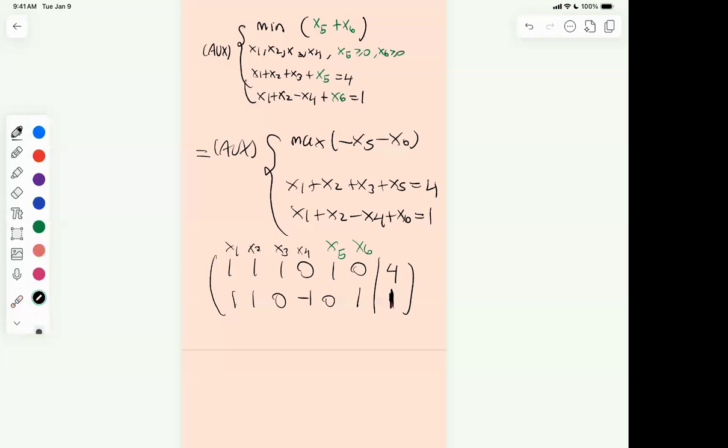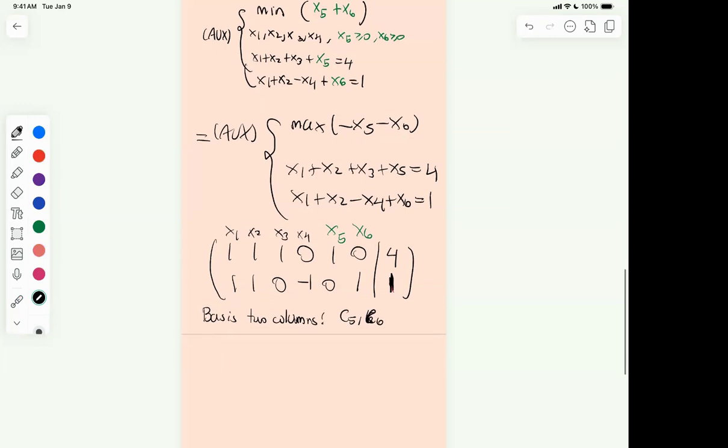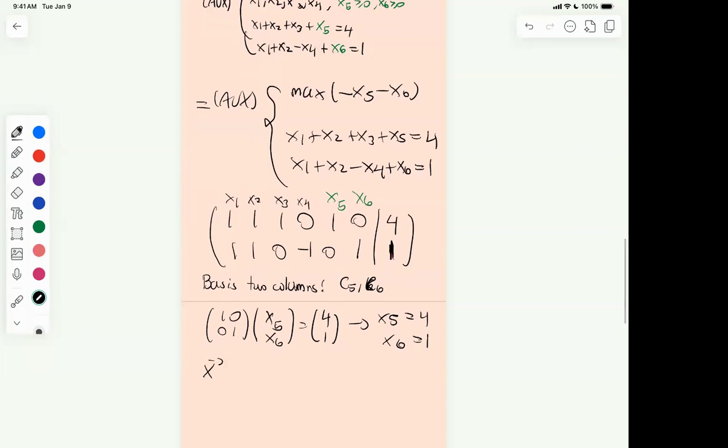Since the basis had to consist of 2 columns, right? The basis was 2 columns in this case, because the matrix is 2 by 6. So here I'm using column 5 and column 6, right? If you wanted to find the values for the basic variables, you had to solve the system of equations, but there's nothing to solve, because it's the identity matrix. That's the point of using the extra variables. And all the other variables are set equal to 0, right?